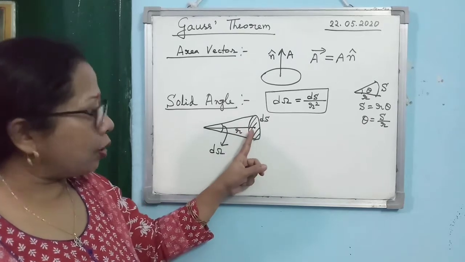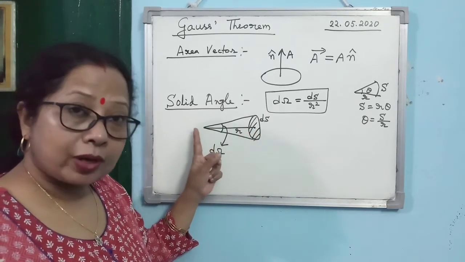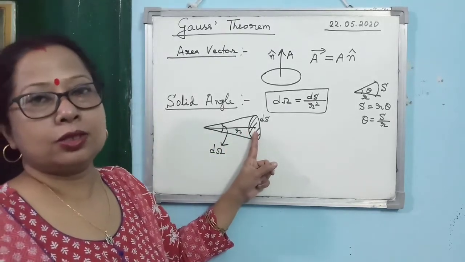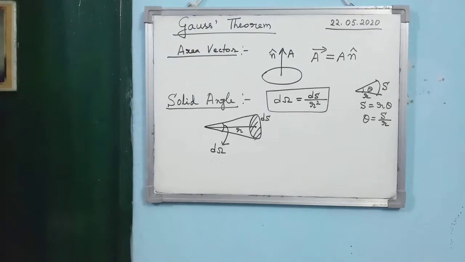Clear? And how are you getting r? It is the line joining the vertex and the center of the circular area. So this is the basic concept of the solid angle.